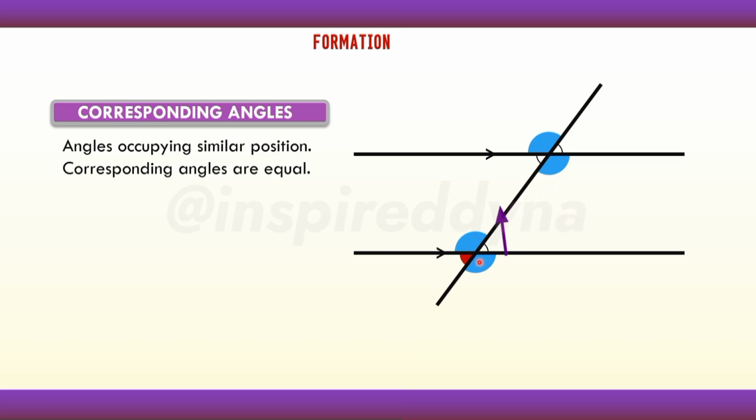The next one is the angle here will also be equal to this angle. Finally, this angle here will be the same thing as this angle. So that is corresponding angles. They are equal.